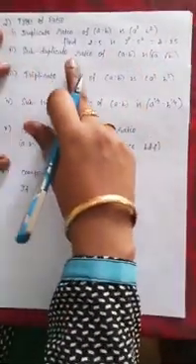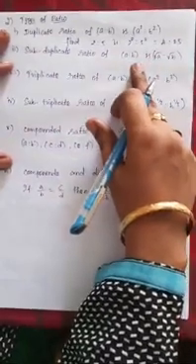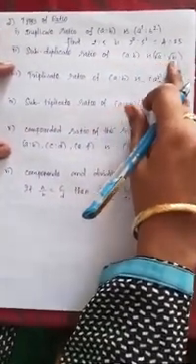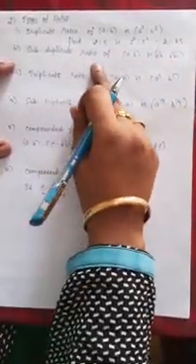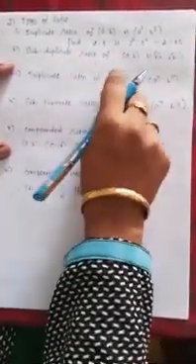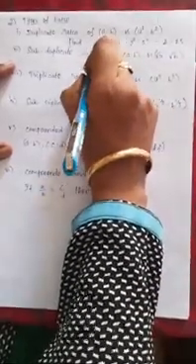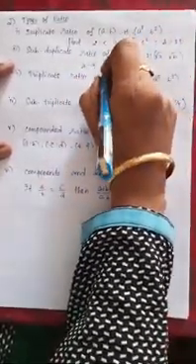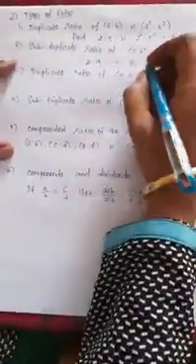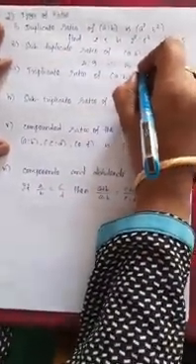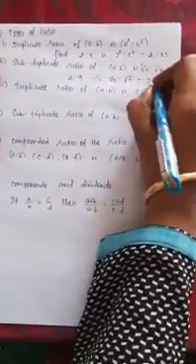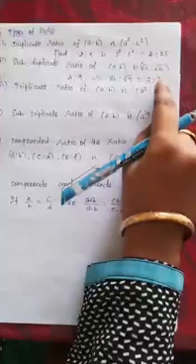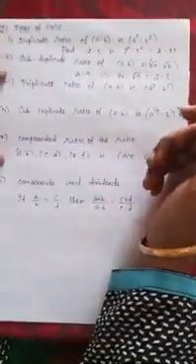And second definition, sub-duplicate ratio of A is to B is root of A is to root of B. Example, find the sub-duplicate ratio of 4 is to 9, which is root 4 is to root 9, that is 2 is to 3. So 2 is to 3 is the sub-duplicate ratio of 4 is to 9.